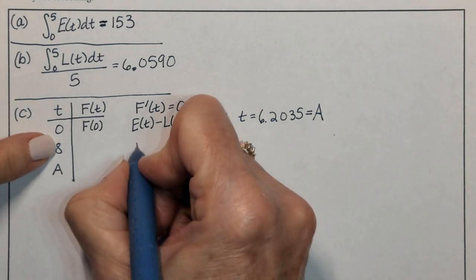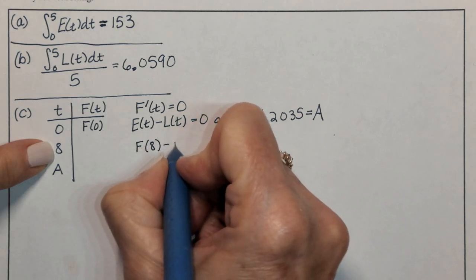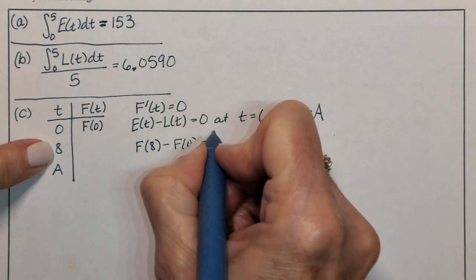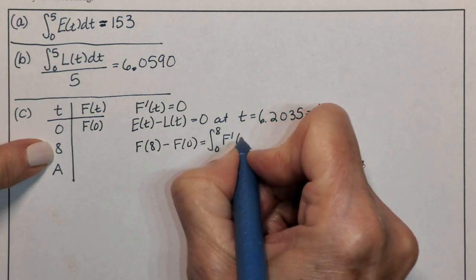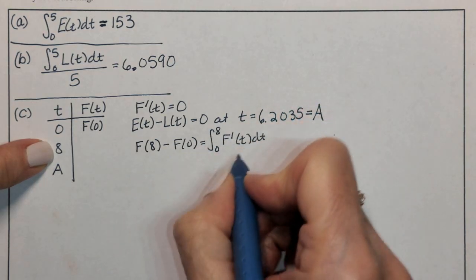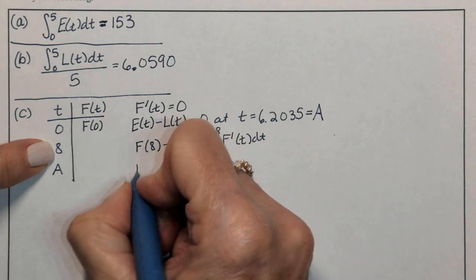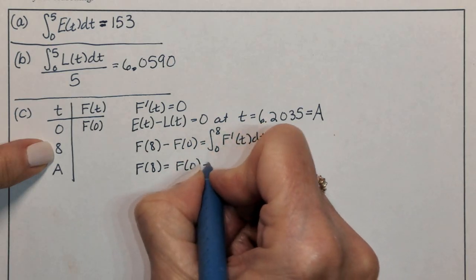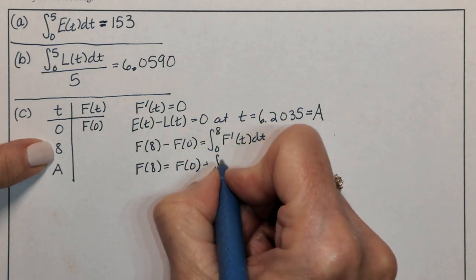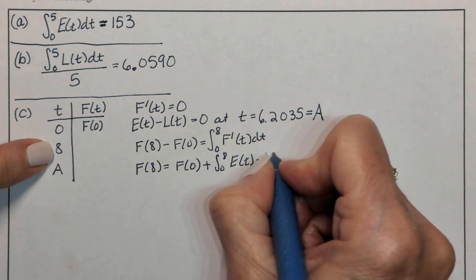So, using the fundamental theorem, f of 8 minus f of 0 is the integral 0 to 8 of f prime, and f prime is e minus l. So f of 8 is f of 0 plus the integral 0 to 8 of e minus l.